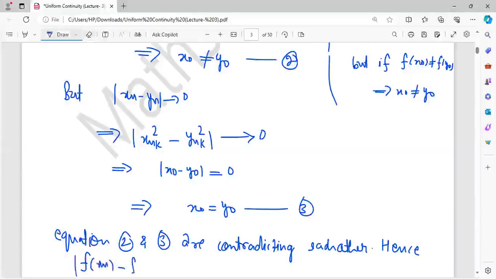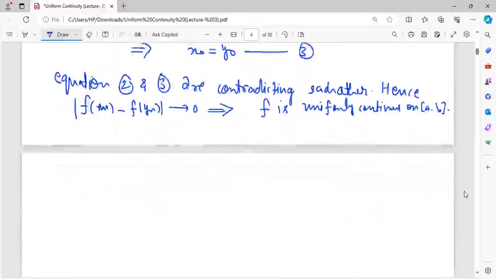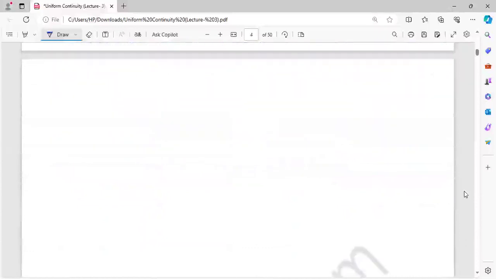f(xn) minus f(yn) tends to 0. This implies f is uniformly continuous on AB. Okay. So we have proved that every continuous function on a closed interval AB, where A and B are finite, then every continuous function on a closed and bounded interval becomes uniformly continuous.